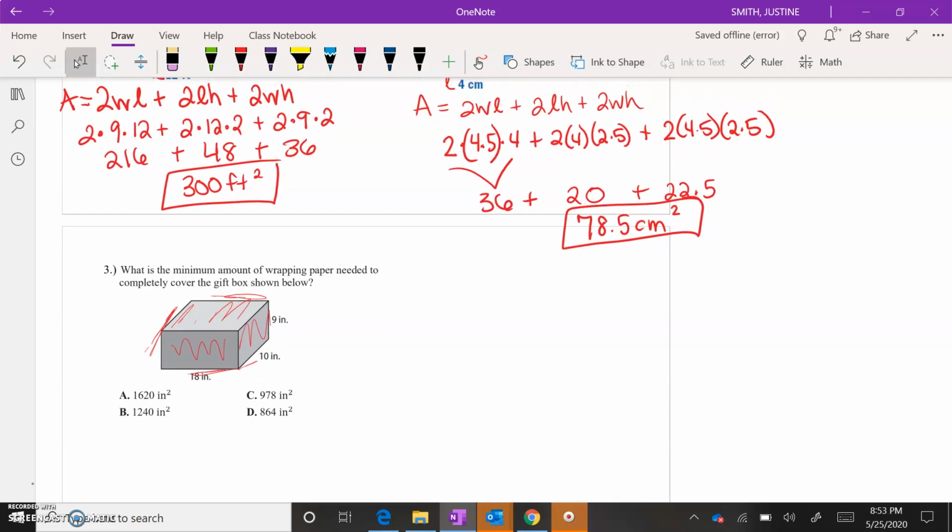So again, if you want to use the formula, you can. If you want to use the net, you can. I'm going to do the formula again here. So 2 times width times length plus 2 times length times height plus 2 times width times height. And I'm going to label everything. So my length, my width, and my height. If you switch the labeling, you're going to get the same answer. So if I say this is my width, this is my length, this is my height, it's still going to work out. The most important thing is that you just label it as something so that when you're plugging it into your formula, you're not repeating a value or missing a value.